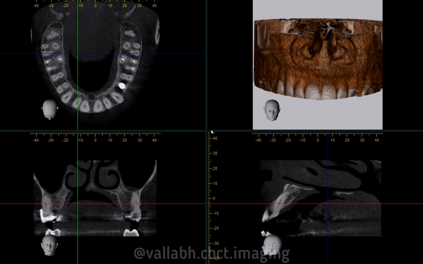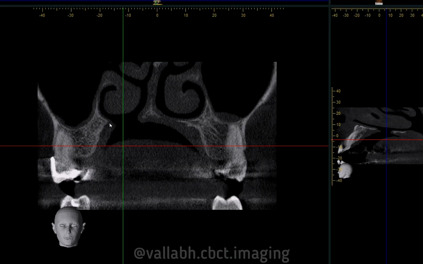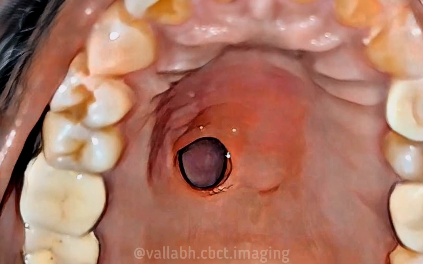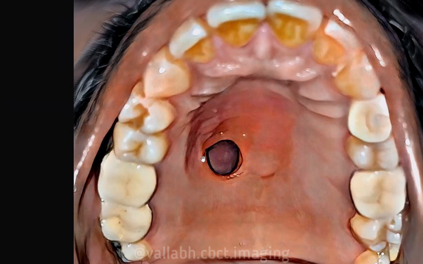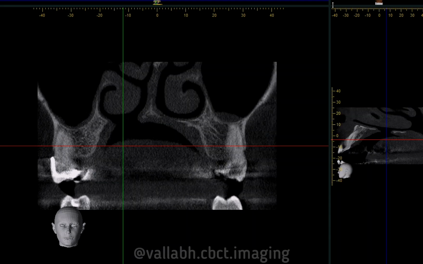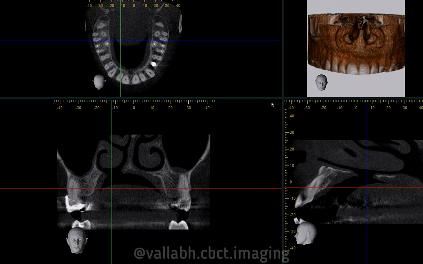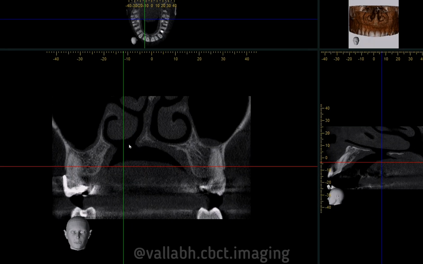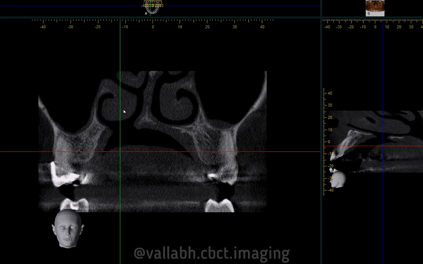As seen in the coronal cross section, we can see a discontinuity in the upper right side. This is the right side, this is the left side of the palate. Upper right, in the second premolar and first molar region, the defect was seen. There is discontinuity and loss of bone, and the nasal turbinate has been exposed. The patient had difficulty in speaking, with speech anomaly and nasal regurgitation.